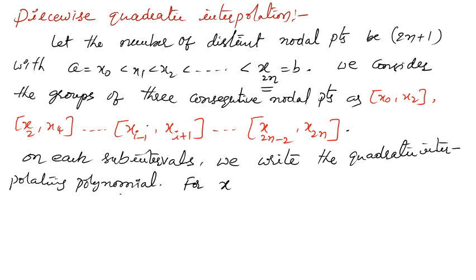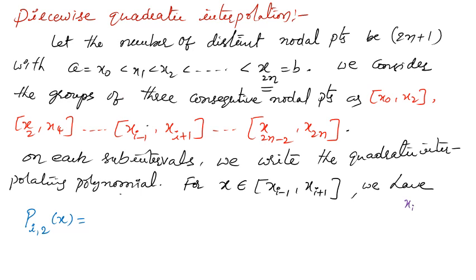Okay, now let me write a general formula for quadratic interpolation. In the interval x_{i-1} to x_{i+1}, what is the quadratic interpolating polynomial? P_i2, where 2 stands for quadratic and P_i stands for polynomial. How many data points here? Data points are x_{i-1}, x_i, x_{i+1}. These are the x values, and the corresponding f values are f_{i-1}, f_i and f_{i+1}.